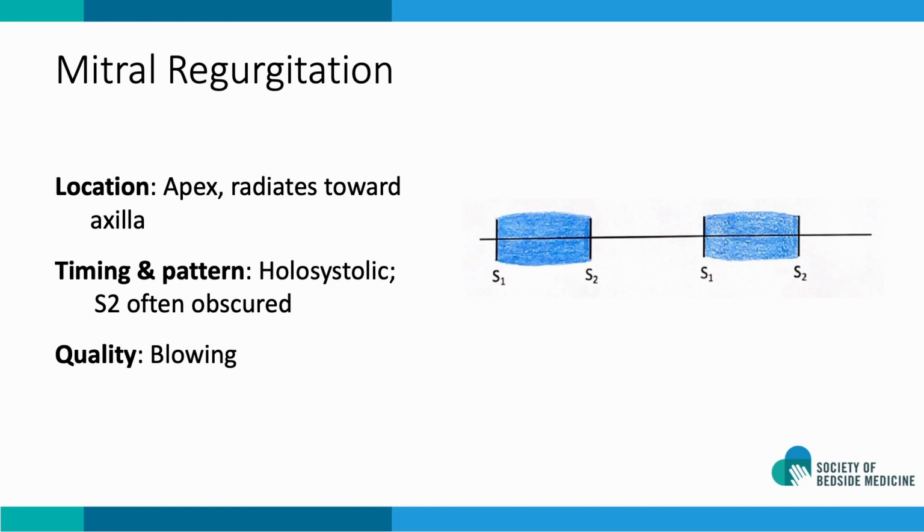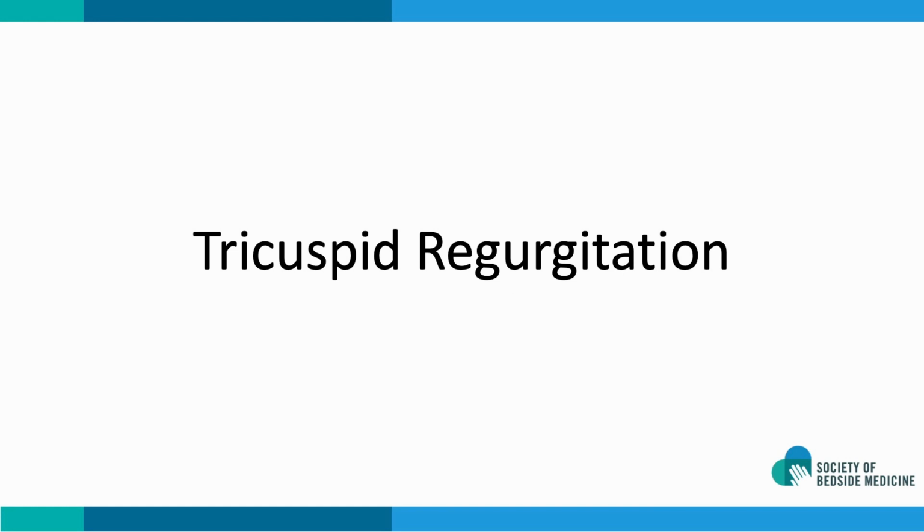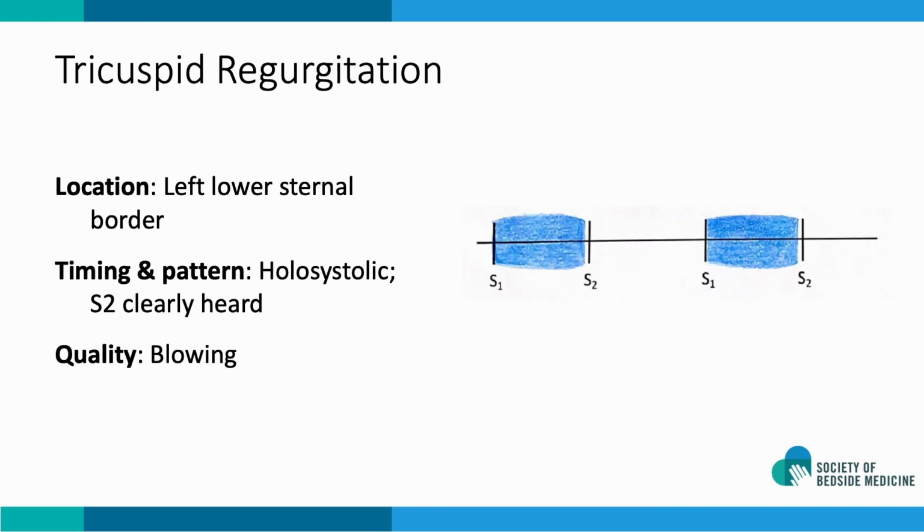Tricuspid regurgitation is a systolic murmur that is loudest at the left lower sternal border, also has a holosystolic pattern, but S2 is heard clearly. It also has a blowing quality.